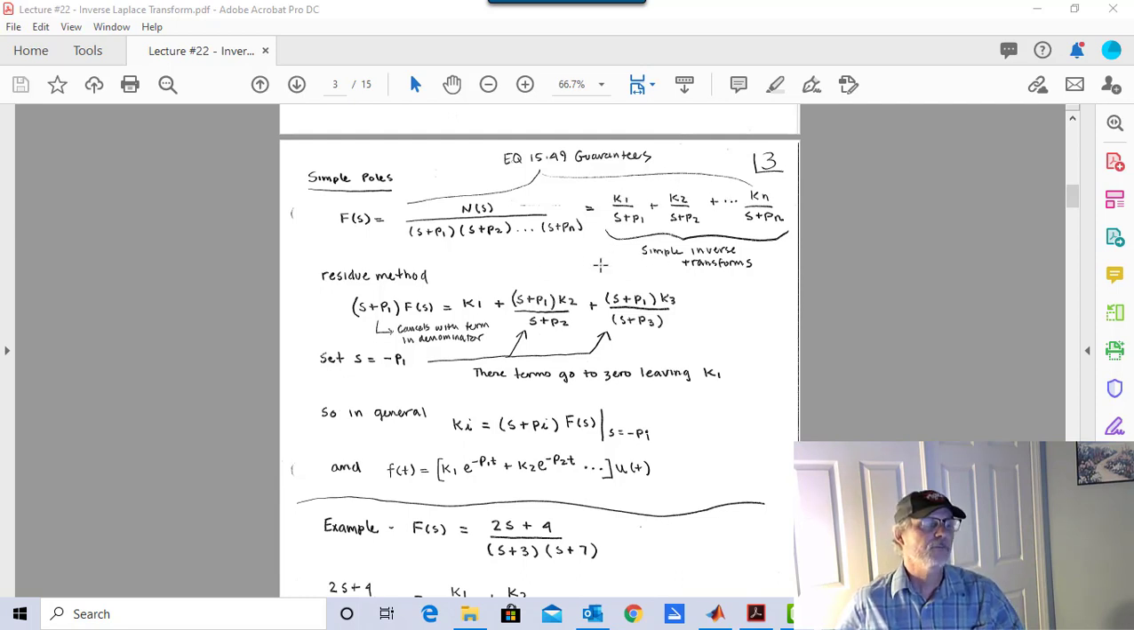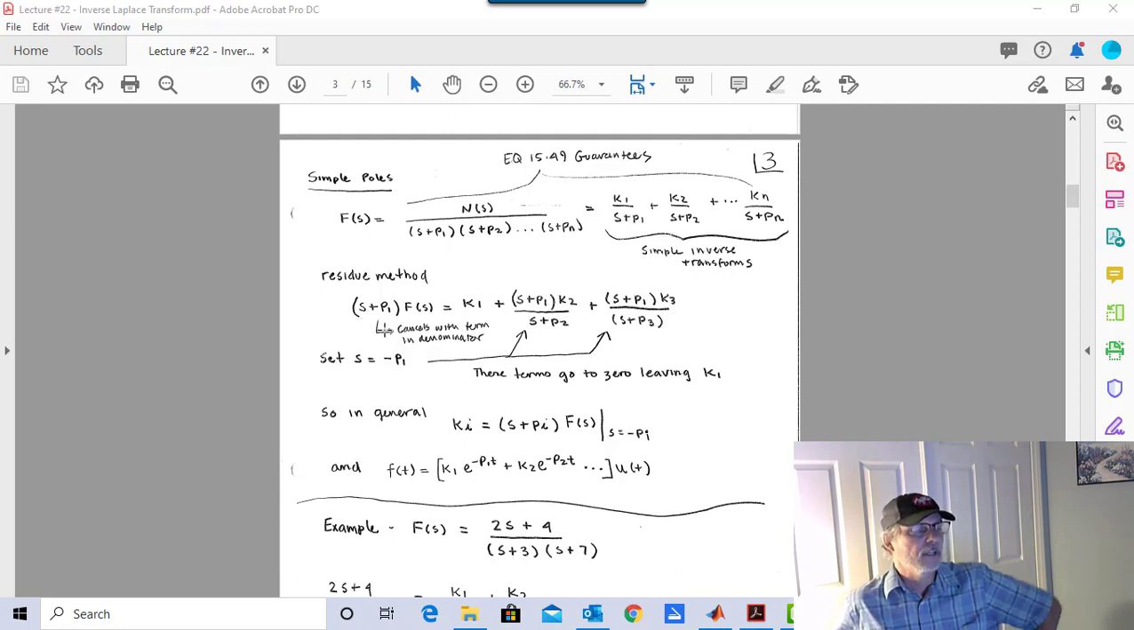And the first method I'm going to show you to do that is called the residue method, which is just incredibly elegant and simple and a very beautiful thing. And here's how it works. What I'm going to do is multiply both sides of my guarantee function by S plus P1.